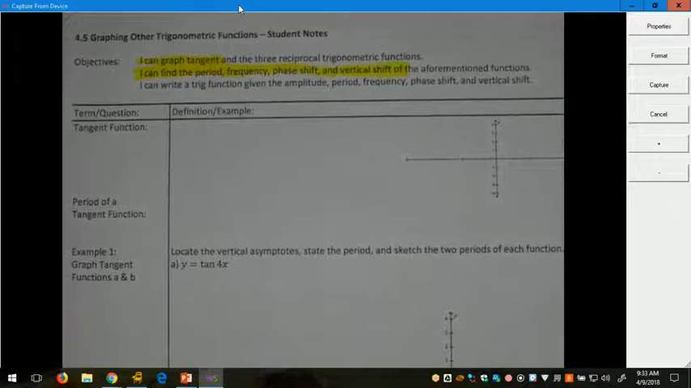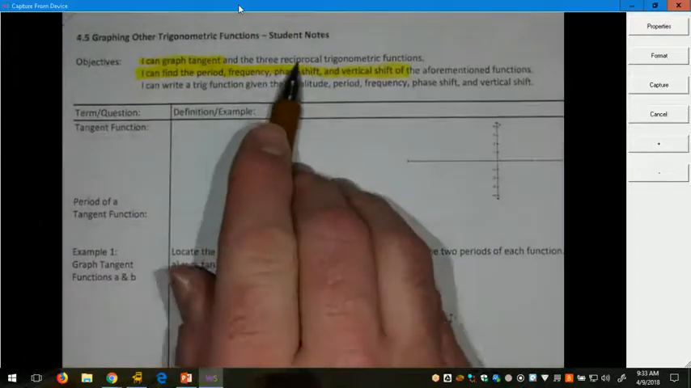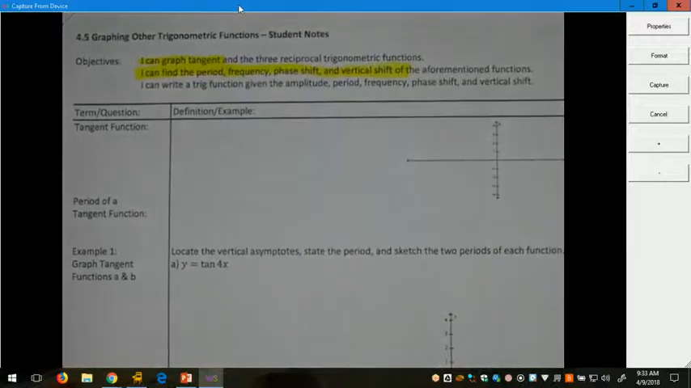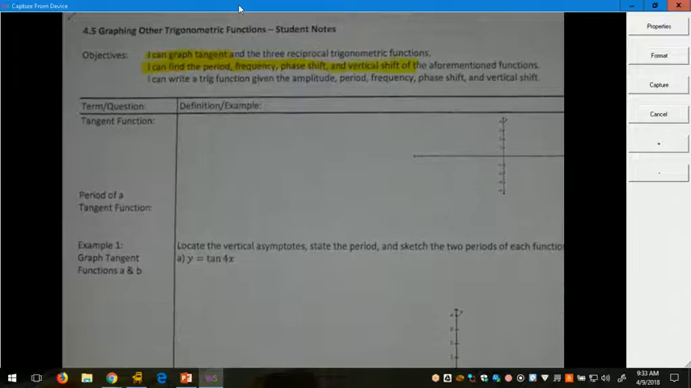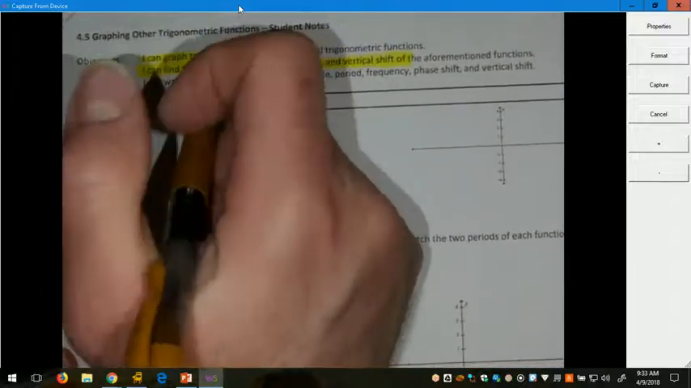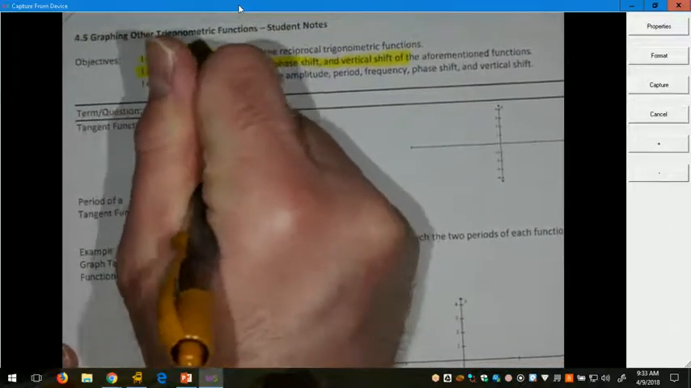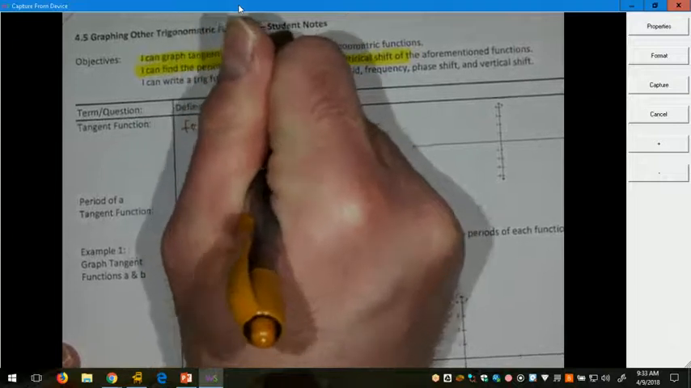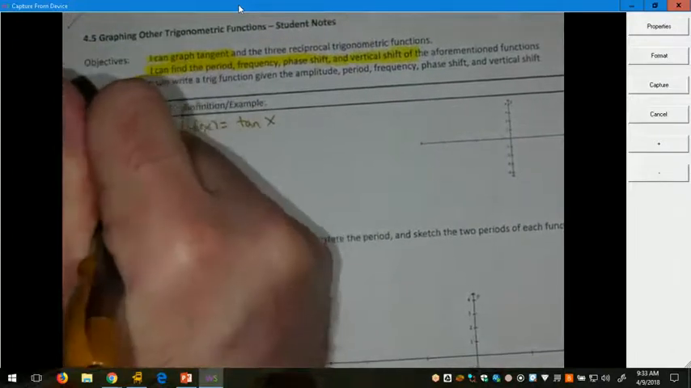But we will be coming back to sine, cosine, and tangent original functions as we then look at the reciprocal trigonometric functions. The tangent function is just f of x equals tangent of x, where x is in radians.